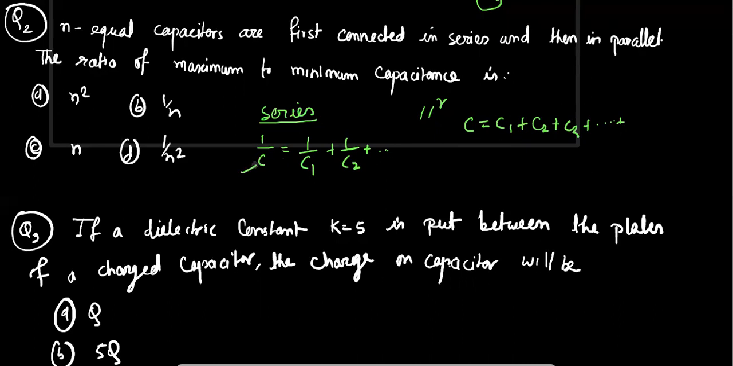So from this discussion, we are clear that when we connect capacitors in series combination, the equivalent capacitance will reduce, and when we connect capacitors in parallel combination, the equivalent capacitance will of course increase.